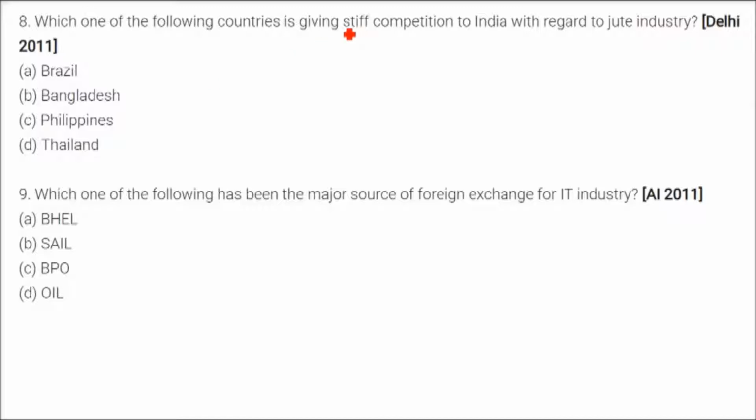Which one of the following countries is giving stiff competition to India with regard to jute industry? And the answer is, actually it is not giving competition. It has already, ahead of us. So Bangladesh is there. Which one of the following has been the major source of foreign exchange to IT industry? And the answer is BPO. This is BPO related to the IT industry.